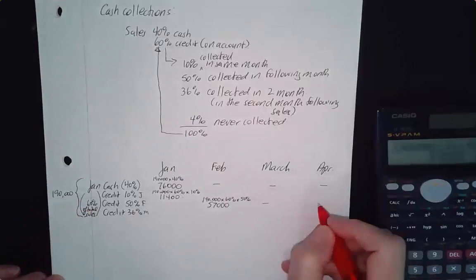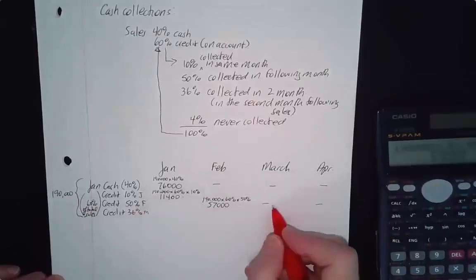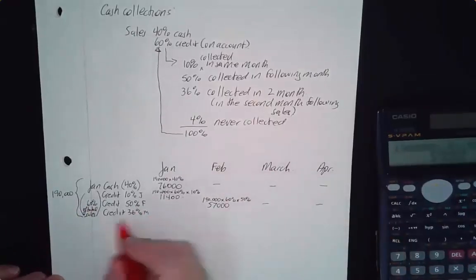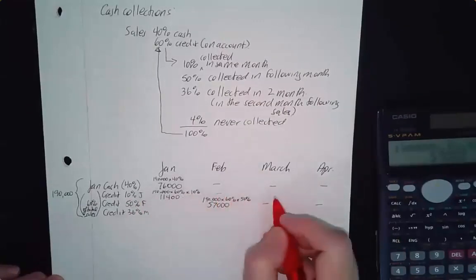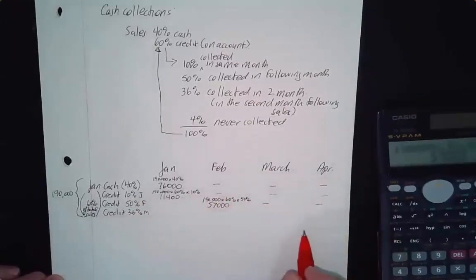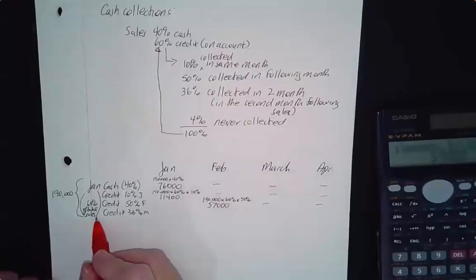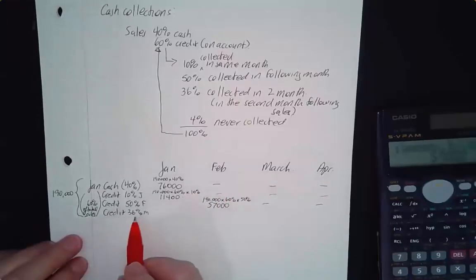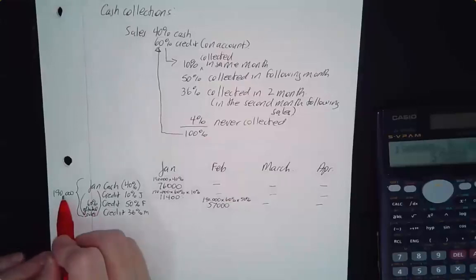And then, of course, nothing in March. I'm not going to collect February sales in March, right? I'm not going to collect January sales in February, March, or April. Let's go down here. So again, we've got collecting 36% of the 60% of the $190,000.